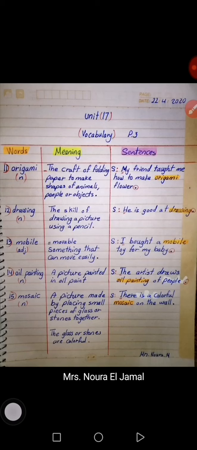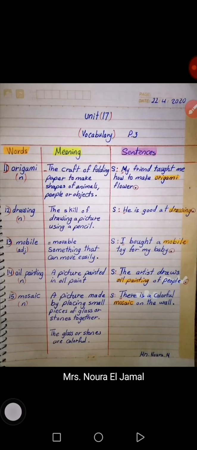Taught is the past form of the verb teach. Number 12, drawing. Drawing is a noun, and the meaning of it is the skill of drawing a picture using a pencil, not by camera. Photograph is by camera. Drawing a picture using a pencil or a pen. What's the sentence? He is good at drawing. Okay, don't forget to start your sentence with a capital letter and end it with a full stop.